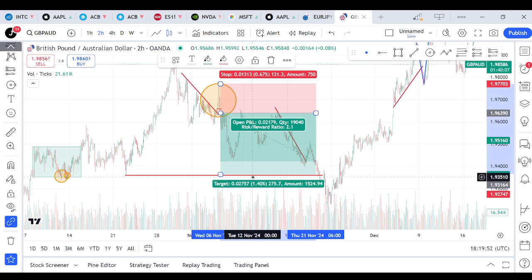So by recognizing these patterns, you can identify potential fake breakouts and enter trades with more confidence.